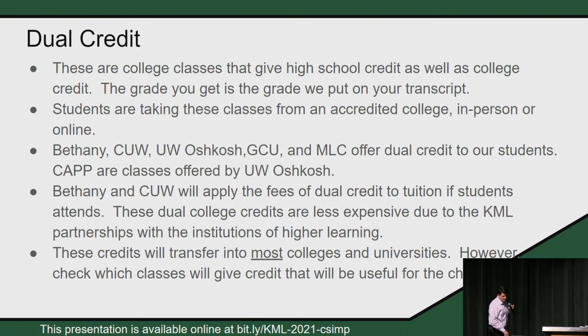Josh mentioned that Bethany, Concordia, UW-Oshkosh, GCU, and MLC offer dual credits. You will want to check with the schools that your children are looking at attending to see how they will accept dual credit. Another example is we offer the American History dual credit. It's also an AP class.